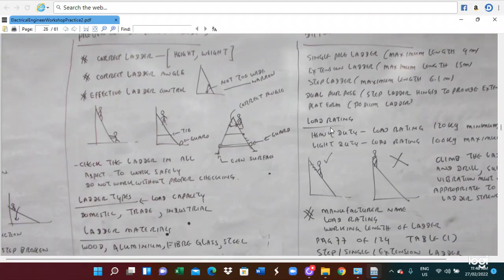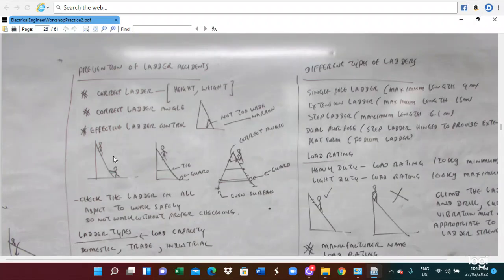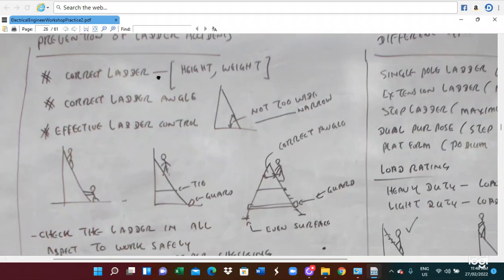ladder. Ladder accidents happen. So when we are using the ladder, one person is climbing, so one person has to hold the ladder, or you have to tie the ladder, or you have to put a guard. So correct ladder usage is an important aspect, because you have to select the appropriate ladder height and ladder weight rating, and also the correct ladder angle. The ladder angle here is between the ground line and the ladder. That angle must not be too wide or too narrow. And effective ladder control is also important.